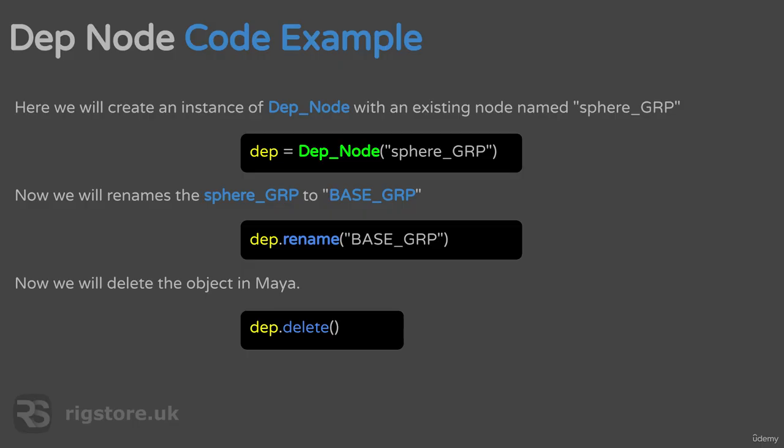Now we can rename the sphere group because dep is now a Python object, which is interacting directly with the Maya API. And we can say dep.rename. Okay, we can quite easily delete the object by going dep.delete, open parentheses. We can literally start accessing our objects in a much nicer way.